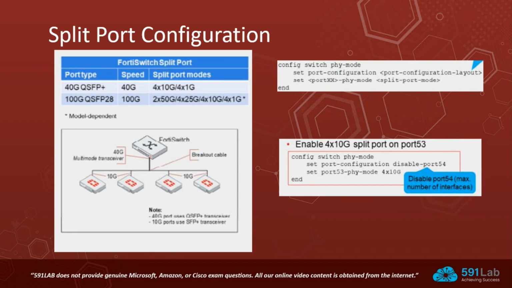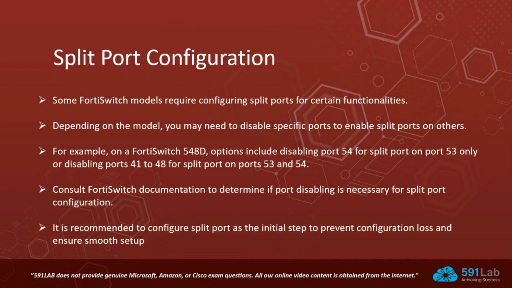Look at the command here. You can enable split port on supported ports by running the FortiSwitch OS CLI. You need to reboot the FortiSwitch to apply these changes. Because of the limitations on the maximum number of interfaces on some switches, the first step to configure split port is to select a port configuration layout for split port.